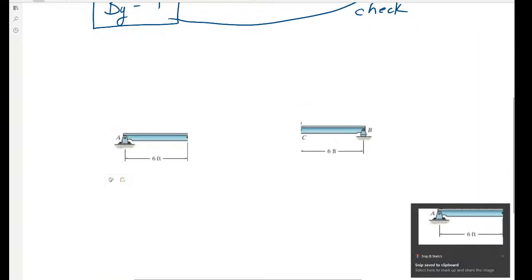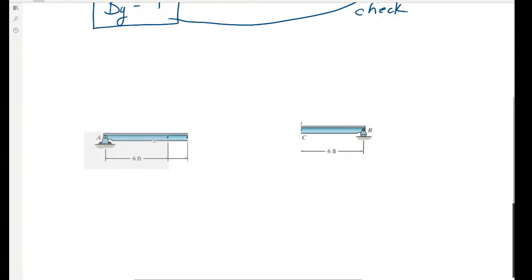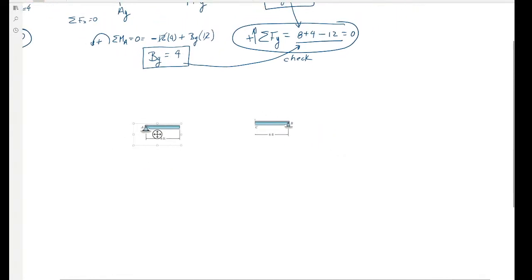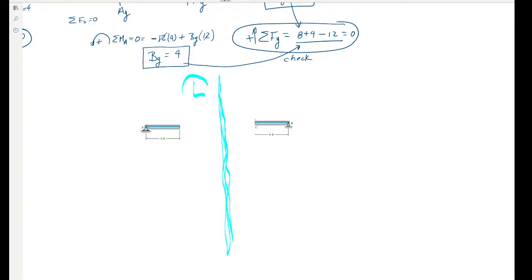I'm going to drop it right over here. Now I didn't put the distributed load on it because what I'm going to do is go down this and say, working from the left and working from the right independently.